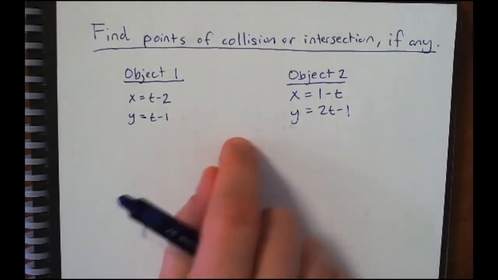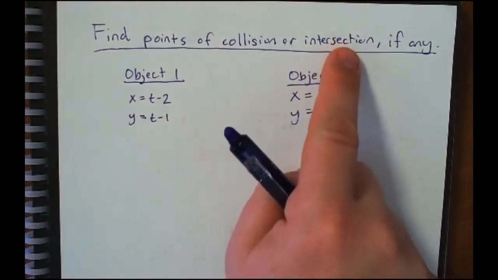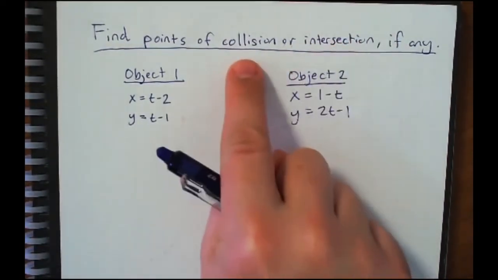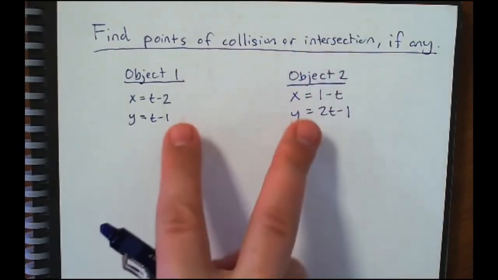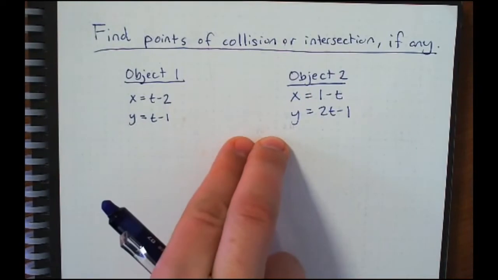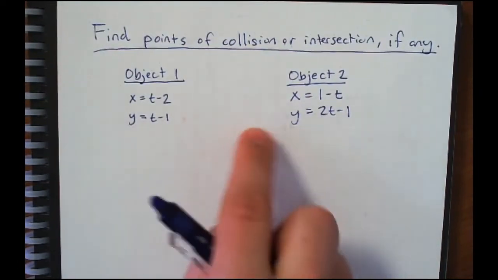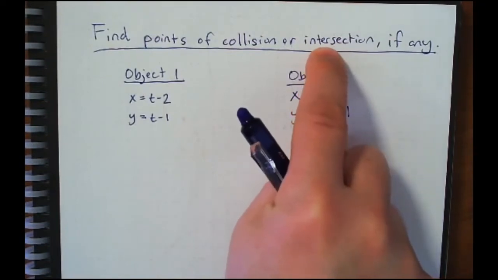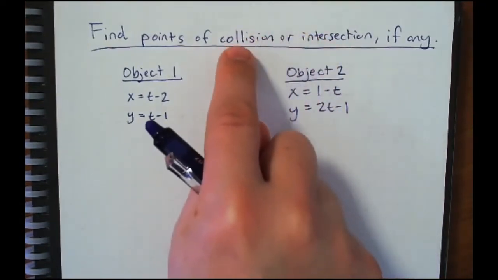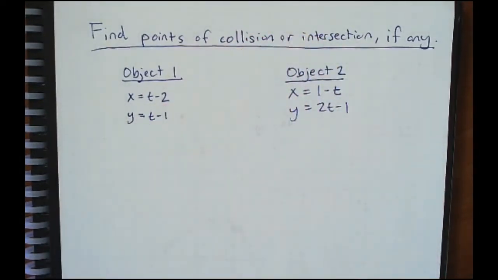So first, let's see if we have any intersection points, because if we don't have any intersection points, we obviously can't have any collisions, because if they never touch the same location, then they can't touch the same location at the same time, right? So first we'll decide, hey, are they ever in the same place? And then we'll try to figure out, well, was it at the same time? So first, let's find the intersection points.